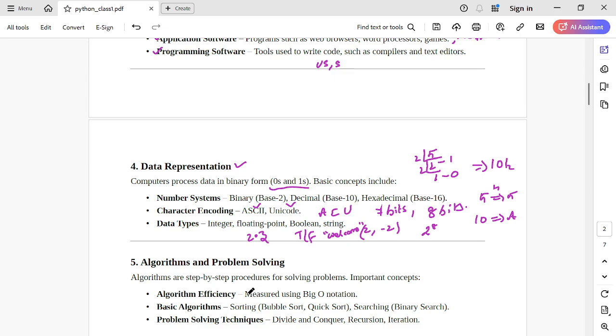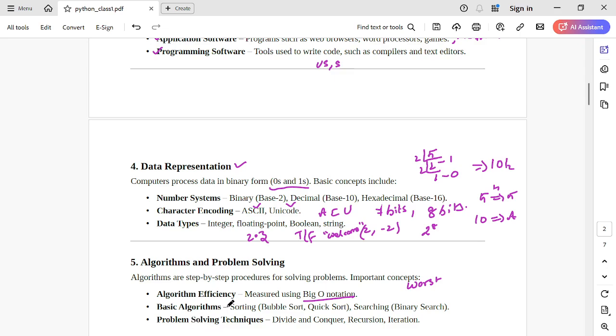Algorithm and problem solving. Algorithms are step-by-step procedures for solving problems, and these are the important concepts of algorithm. First, algorithm efficiency. It is measured using big O notation, right? So the worst case is represented as big O notation. Hence the efficiency is measured using big O notation.